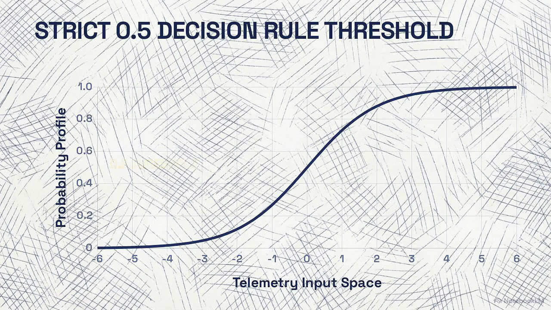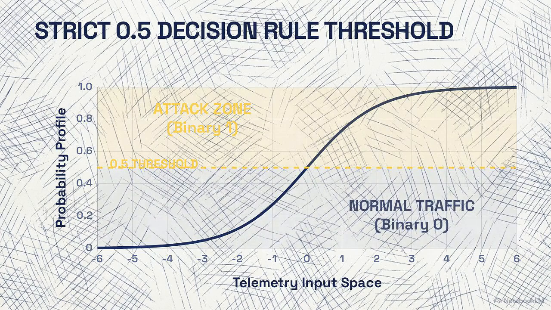We introduce a decision rule setting a strict mathematical threshold at 0.5. If the calculated probability exceeds 0.5, the system automatically classifies the event as an attack. If it is lower, the event proceeds as normal traffic.